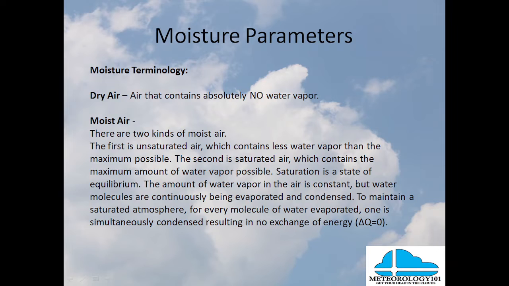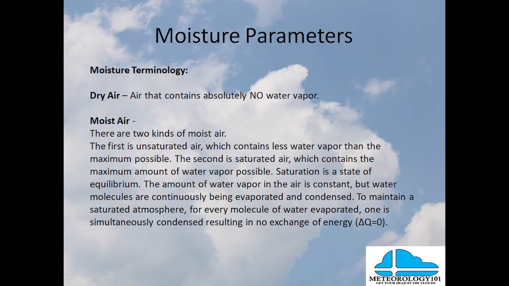So, moisture terminology. Dry air is air that contains absolutely no water vapor. That's completely dry air. Moist air has two types: unsaturated, in which the air contains less water vapor than its maximum possible, less than it can hold. And the second is saturated air, which contains the maximum amount of water vapor possible.